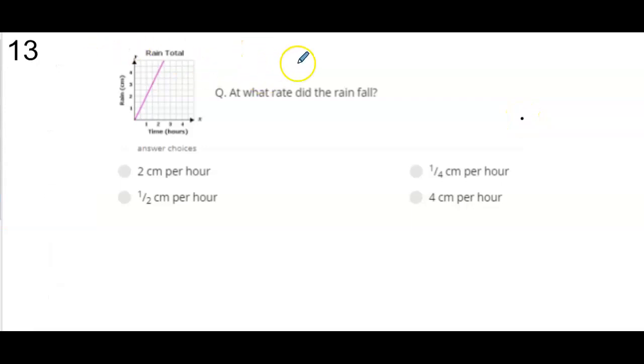At what rate did the rain fall? Again, it's talking about rate, so we need to figure out the slope. So I'm going to look over here at my graph. I'm going to start at 0, 0, and then I'm just going to put some points that cross the grid. You can use any of these points that you want to. So if I want to know the rate, all of these rates are per hour. That's a unit rate. Remember we talked about that last semester?